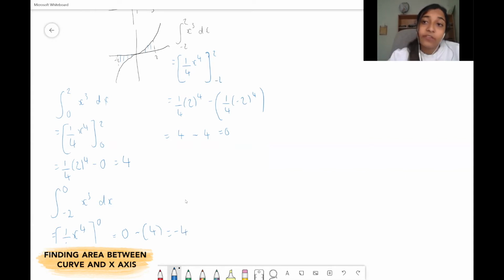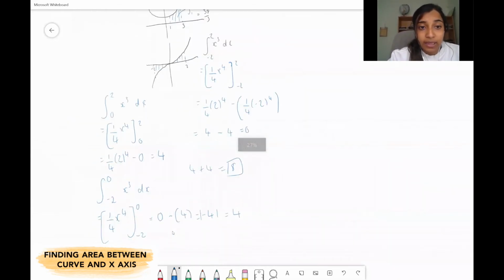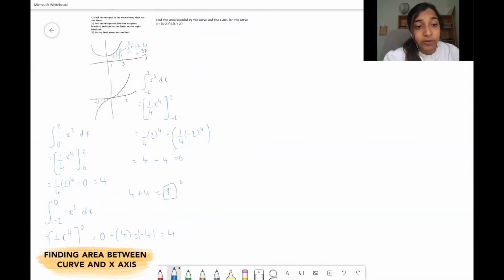4. And then if you were to add it, you can take the absolute value of your negative one to get 4. So then all you do is 4 plus 4, and you get 8. So that's the total area between your curve and the x-axis for x cubed between 2 and minus 2.